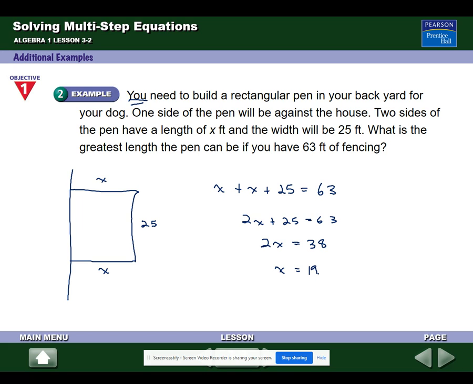Okay, so even from the beginning, as I said, they're calling x the length, but in fact, I think of length as longer than width. The length would really be the 25 to me, and the width would be 19. Anyway, x came out to 19.